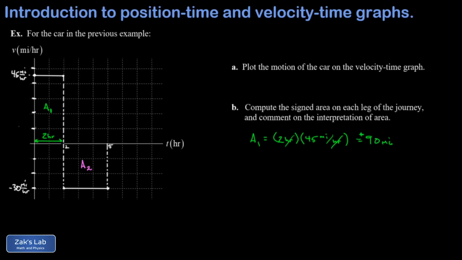Well, what's the physical interpretation of that? That's the actual displacement of the car during that first leg of the journey. It moved 90 miles to the north. We do the same thing for A2.